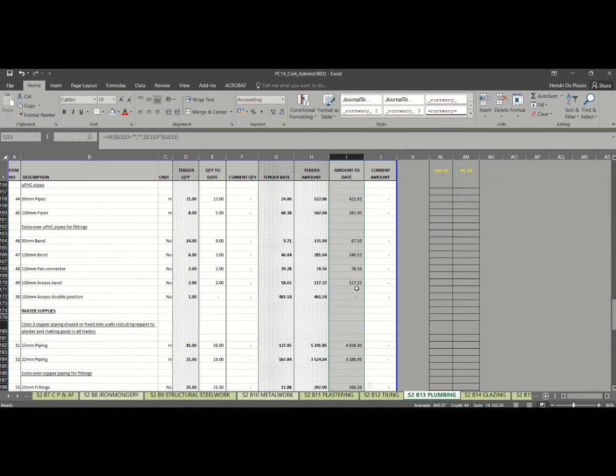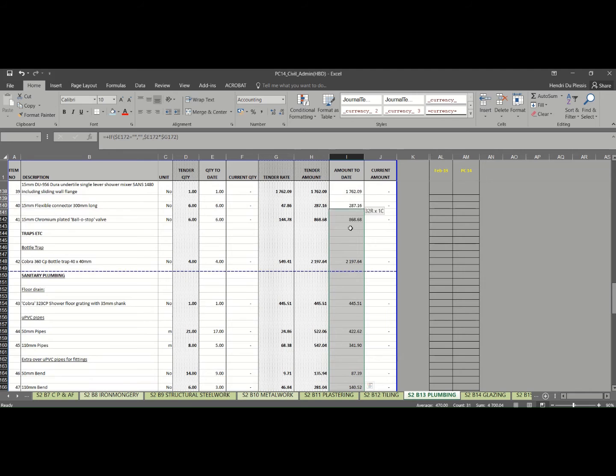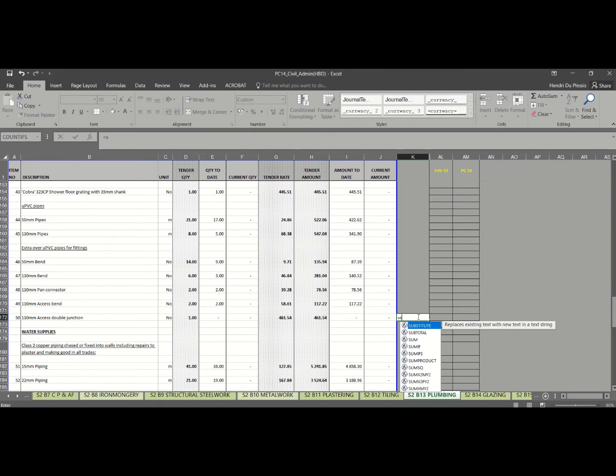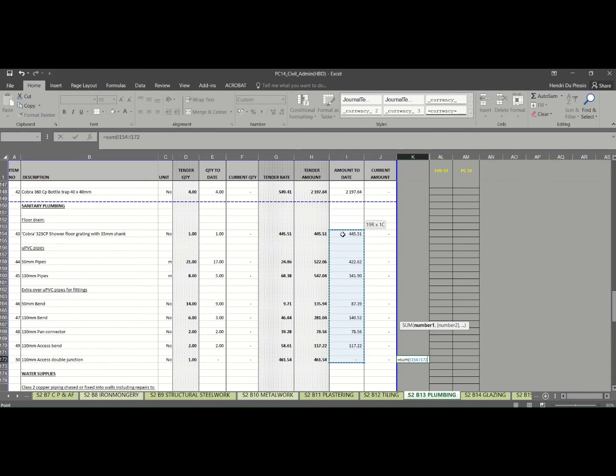No, I'm past the water supplies now already. Sanitary plumbing. There's all your, I'm going to leave out floor drains because the floor drains are measured elsewhere, or you can include them if your building does have any drains. So let's just get a rate here, and our building was 170 square meters.